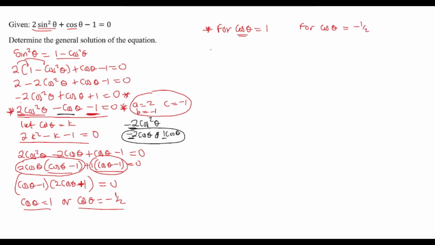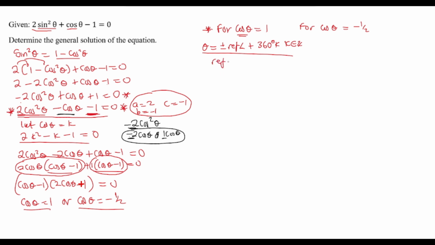Remember, for cos theta, our general solution will be theta is equal to positive or negative reference angle, then plus 360 degrees times k, where k is an integer. Okay, remember that. So that's what we're going to use when you're using the formula method. Let's start with cos theta is equal to 1.